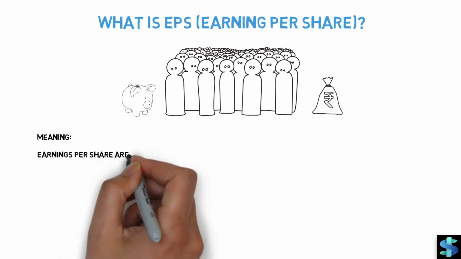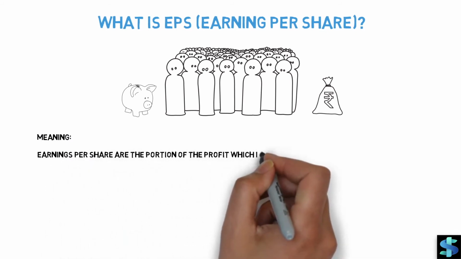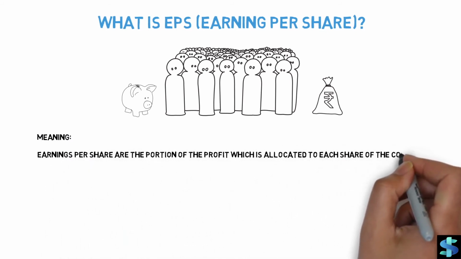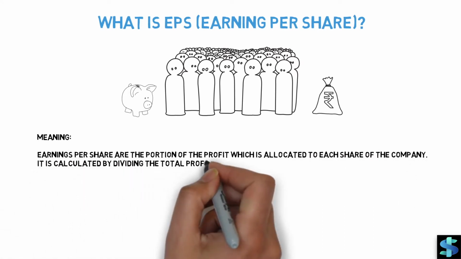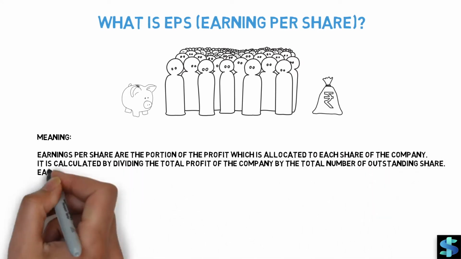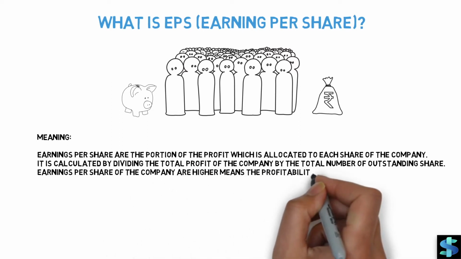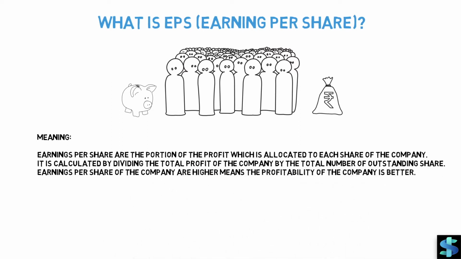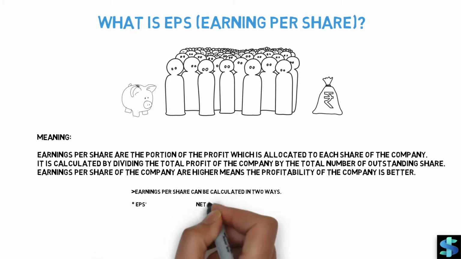Earning per share is the proportion of the profit which is allocated to each share of the company. It is calculated by dividing the total profit of the company by the total number of outstanding shares. If the earning per share of a company is higher, it means the profitability of the company is better. Earning per share can be calculated in two ways.